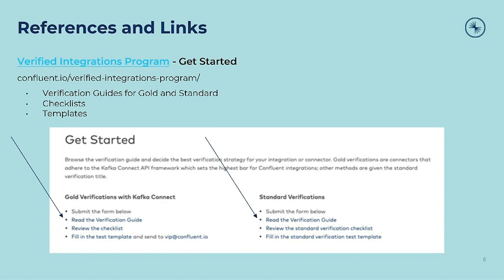When you visit this page, go to the bottom to the Get Started panel, and you'll see these 6 updated URLs. There are 3 on the left for the gold level connector, which are those that adhere to the Kafka Connect API, and 3 on the right for the standard level. The process outlined here will help you self-verify and submit your connector for final verification with Confluent.